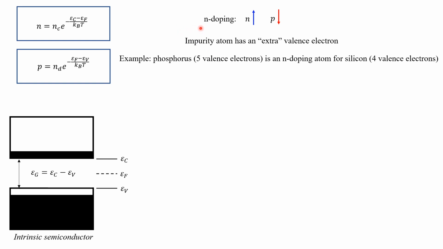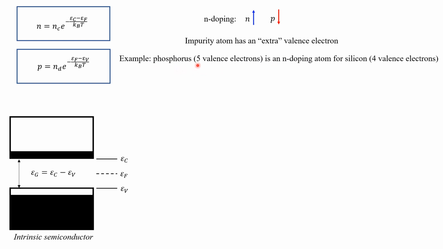Now let's take a brief look at n-doping. To n-dope a semiconductor, we need to choose an atom having an extra valence electron. So let's suppose we want to n-dope silicon. Silicon has 4 valence electrons. So we need to choose an impurity atom having an extra valence electron. In other words, having 5 valence electrons, like for example phosphorus. So phosphorus is an example of an n-doping impurity atom for silicon.